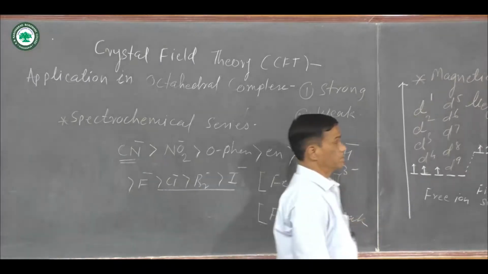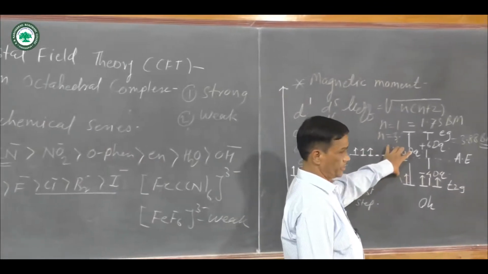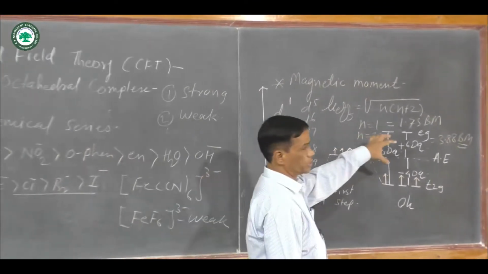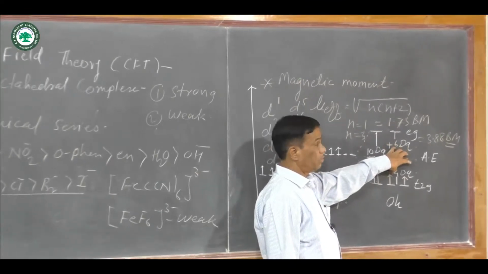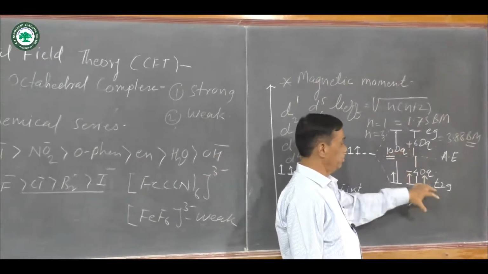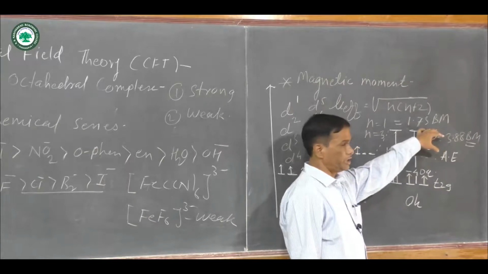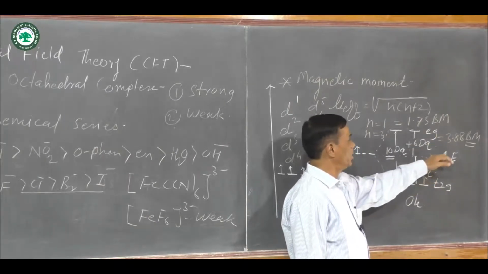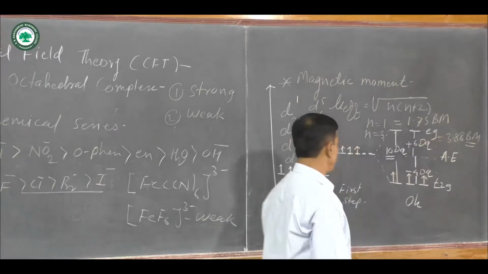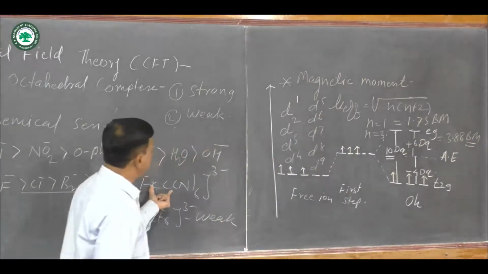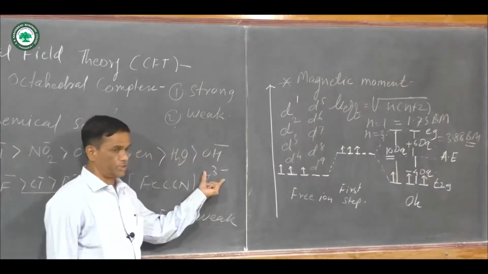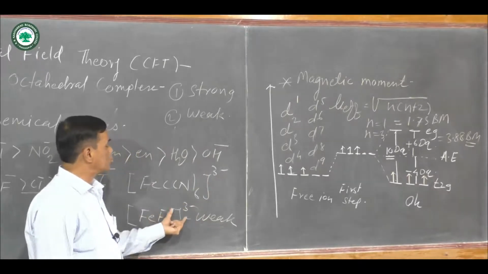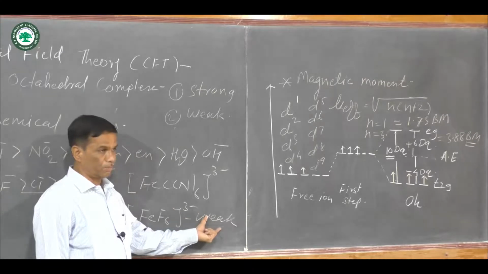Weak field means this distance is less, and strong field means this distance is more. What distance here? The 10 Dq value between t2g and eg. Below the average, there is minus 4 Dq. Above the average, there is plus 4 Dq. But [Fe(CN)6]3- is a strong field complex and [FeF6]3- is a weak field complex.